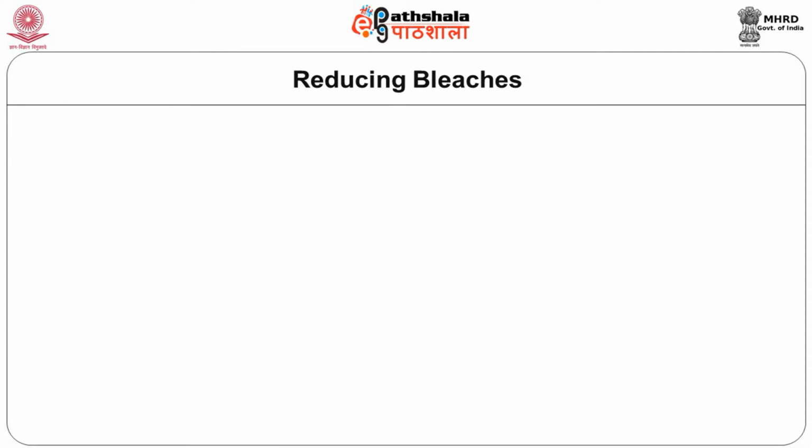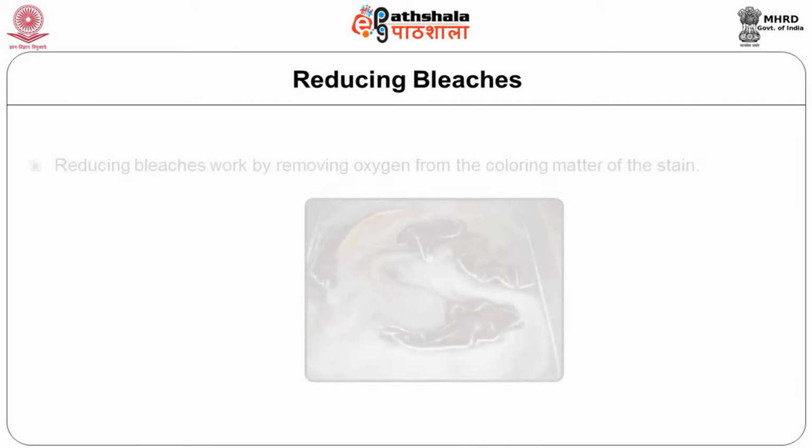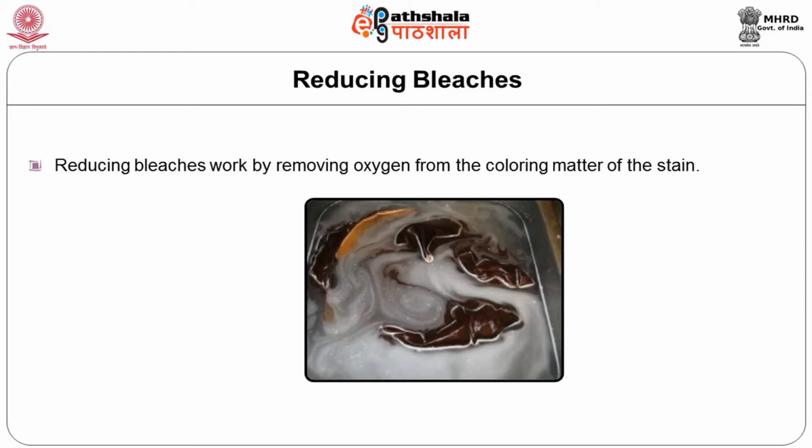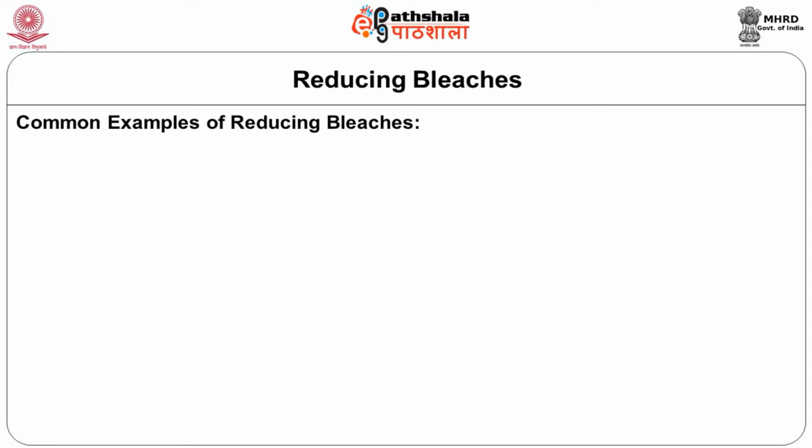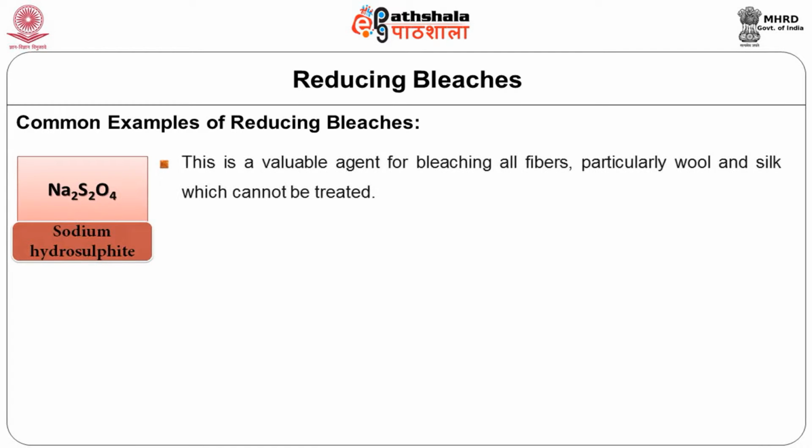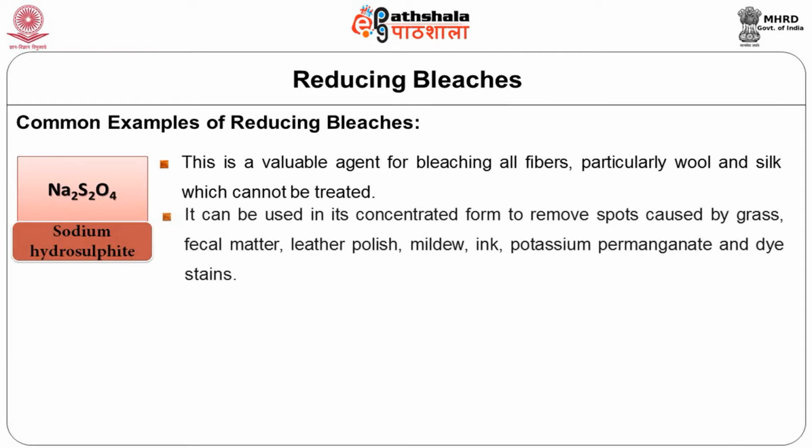The second type of bleach is the reducing bleach. The reducing bleach works by removing the oxygen from the coloring matter of the stain. Some common examples of reducing bleaches are, first, sodium hydrosulfide. This is a valuable agent for bleaching all fabrics, particularly wool and silk, which cannot be treated otherwise. It can be used in its concentrated form to remove spots caused by grass or fecal matter, leather polish, mildew, ink, potassium permanganate and dye stains.